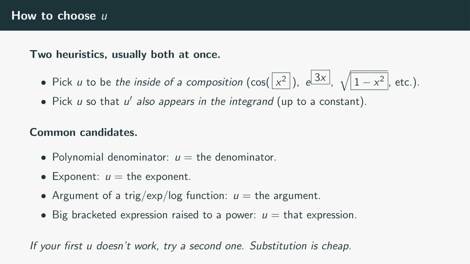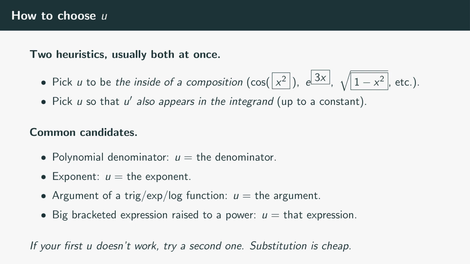How to actually pick u when nobody is telling you. Two heuristics, and they almost always point at the same thing. Heuristic 1: u should be the inside of a composition. If you see cosine of something, the something is a candidate. If you see e to the something, the something is a candidate. If you see a square root of an expression, that expression is a candidate. If you see anything raised to a power, the base is a candidate.